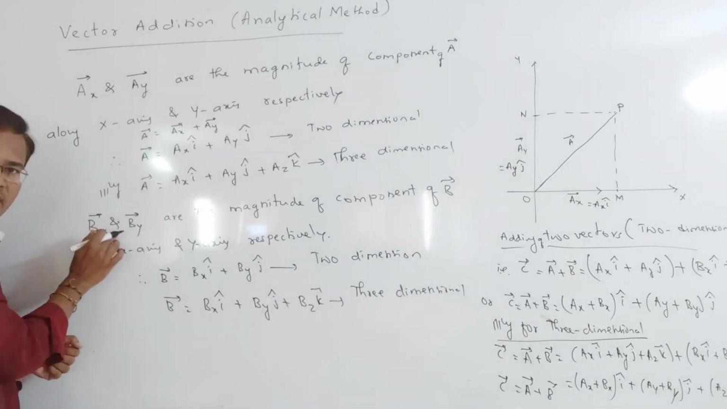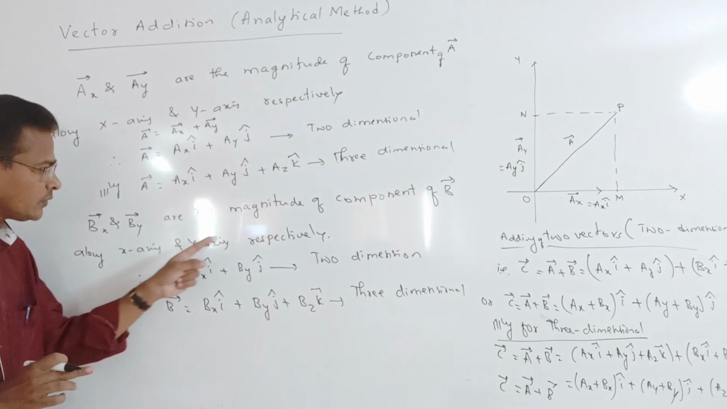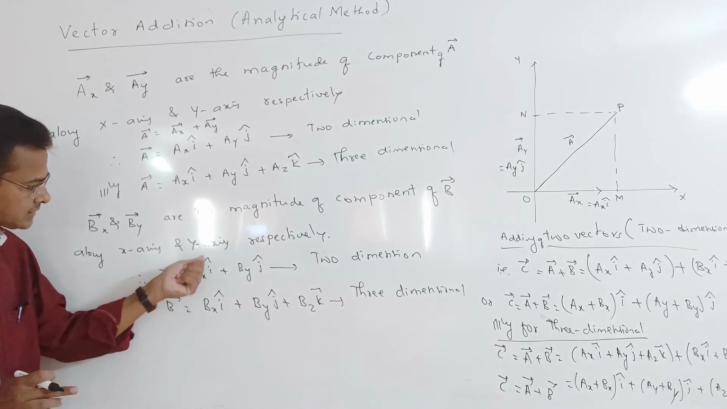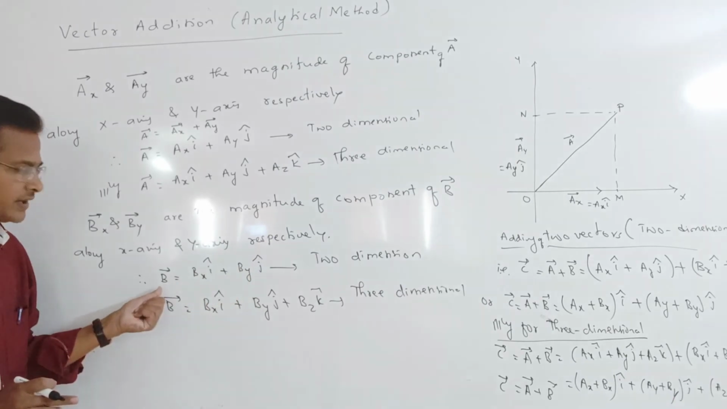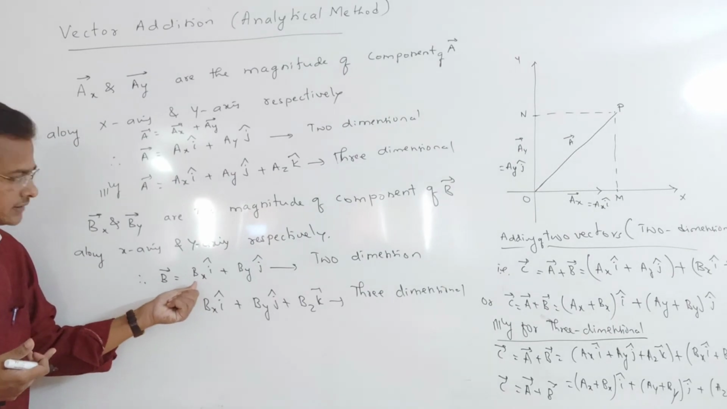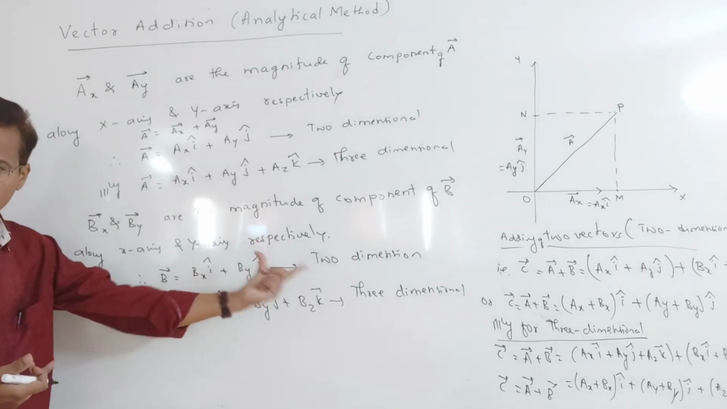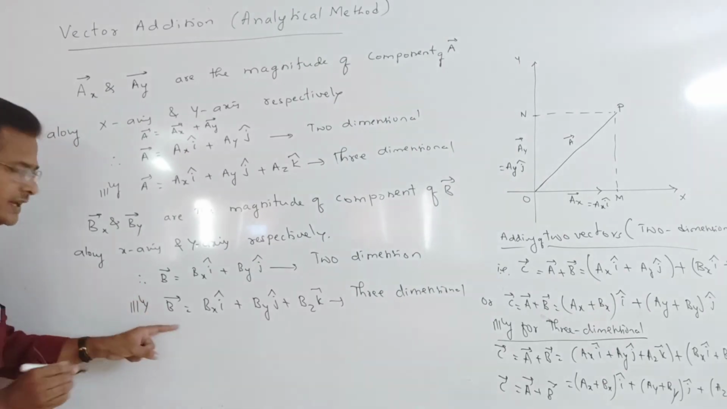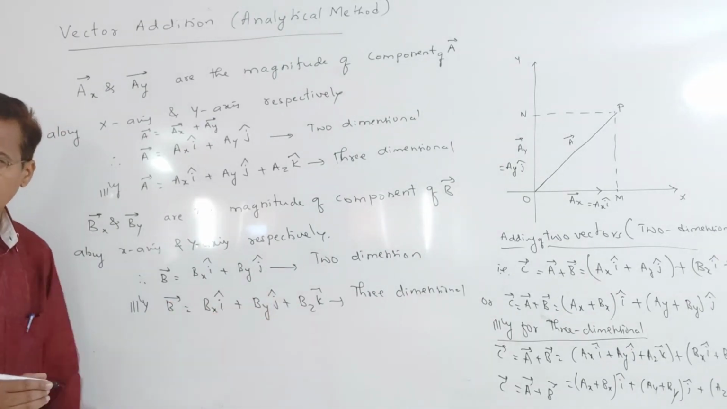So then Bx and By are the magnitude of the component of B vector along X axis and Y axis respectively. So we can write B vector equal to Bx i cap plus By j cap. Similarly, I am telling about B vector, another component we have taken. That is 2-dimensional, Bx and By. Now similarly we can take the 3-dimensional also. For 3-dimensional, B vector equal to Bx i cap plus By j cap plus Bz k cap.